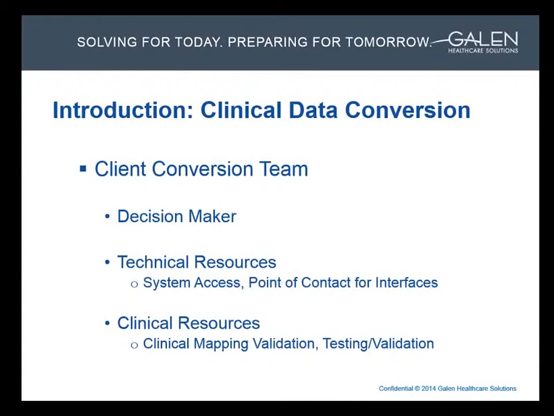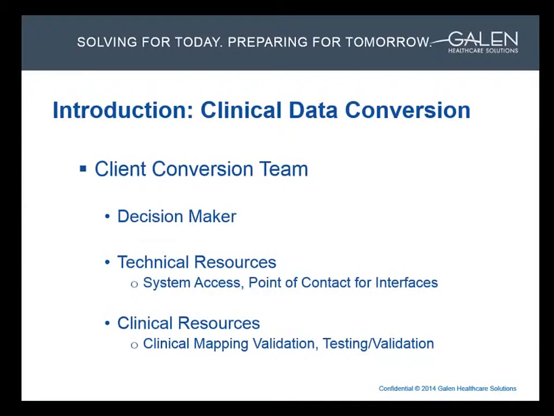The client side of the conversion team needs the following. The team needs an identified decision maker for all the decisions that will be made throughout the conversion lifecycle, related to things like scope adjustments, timelines, and processes. The client needs to have the technical resource to help with the system access and someone responsible for working with the interfaces between the systems.